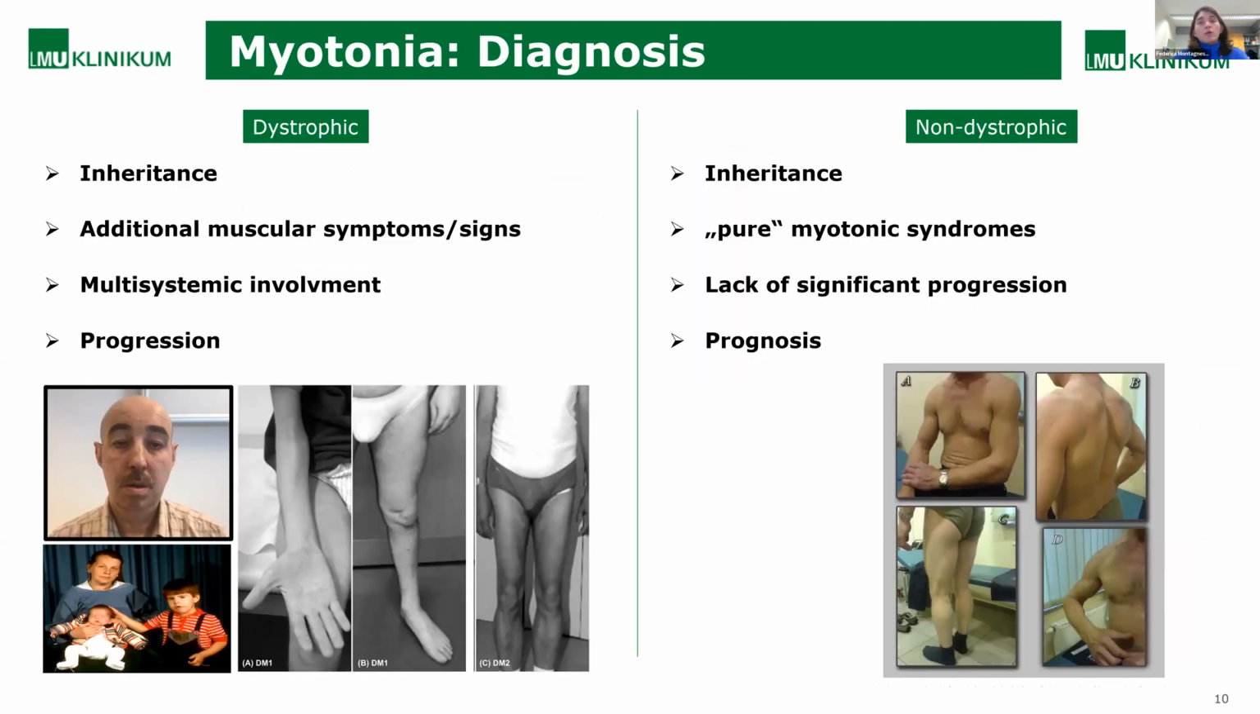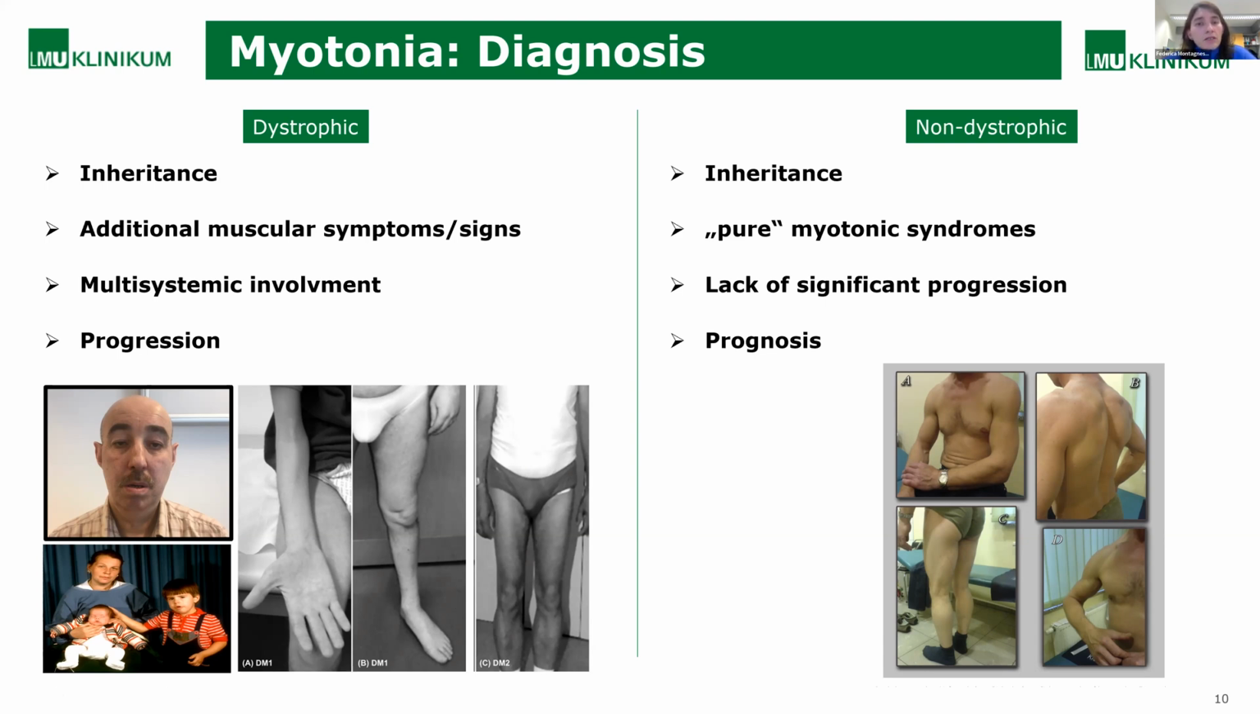From a pragmatic point of view, we should be able to distinguish clinically patients with dystrophic from non-dystrophic myotonias. As regards myotonic dystrophy, the typical features are the autosomal dominant inheritance with prominent anticipation for myotonic dystrophy type 1, the presence of additional muscular symptoms and signs which can be much more prominent than myotonia, as for example muscle wasting, muscle weakness, involving more consistently the facial muscles and more distal muscles in DM1, whereas the proximal and axial muscles are more involved in myotonic dystrophy type 2.